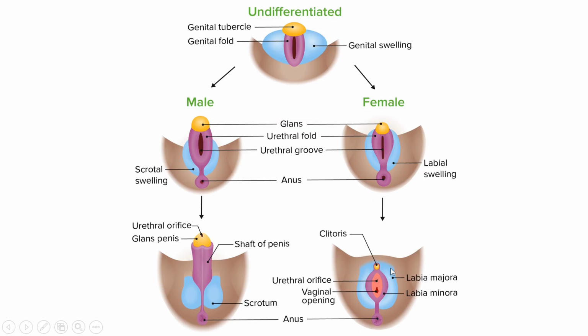So the point here is that there is the similarity of origin owing to having the same template at the beginning when the male and the female embryos are still developing.